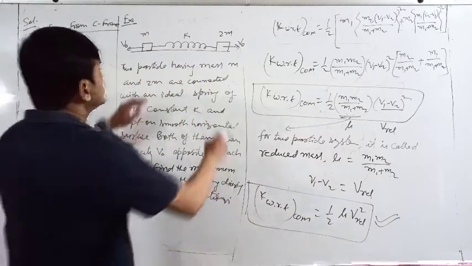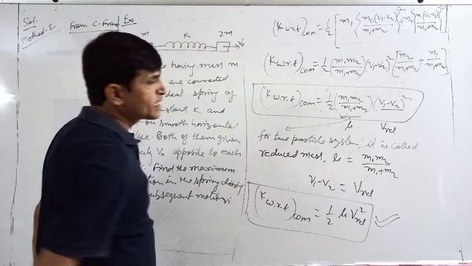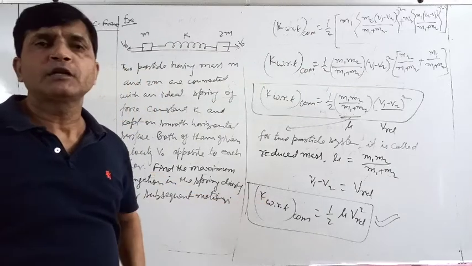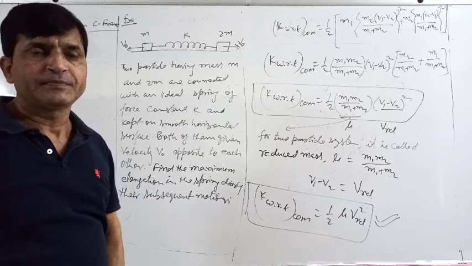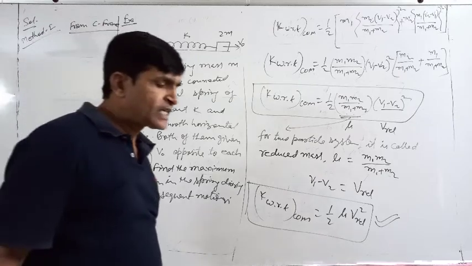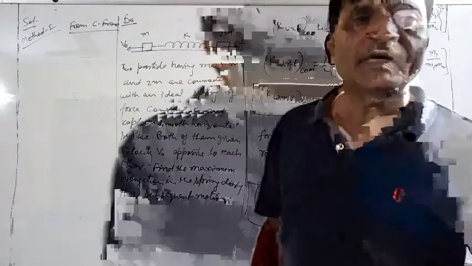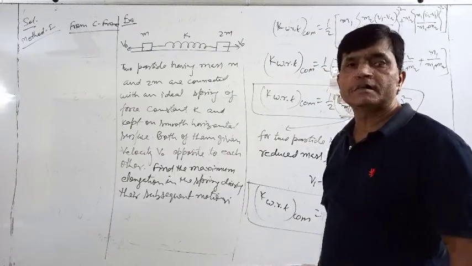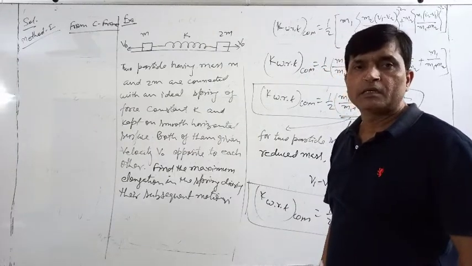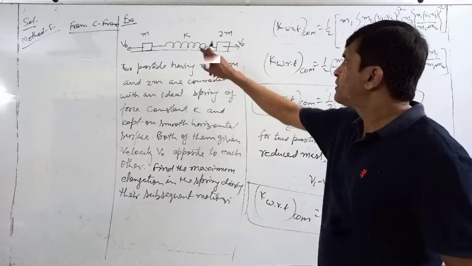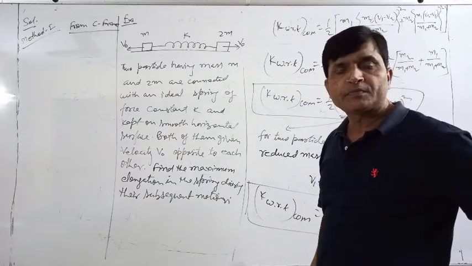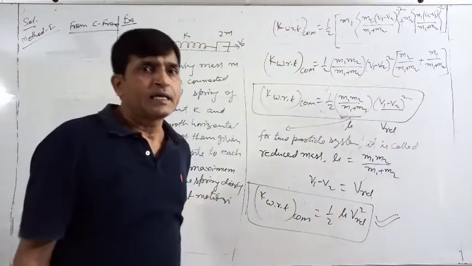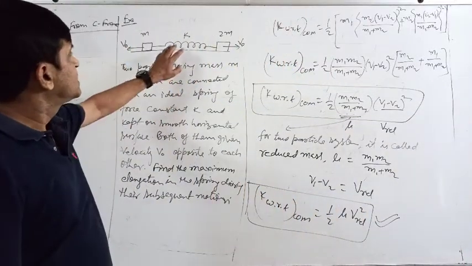This frame is called the center of mass frame. The center of mass frame means the momentum of the system from this frame will always be 0. So there are two things here.